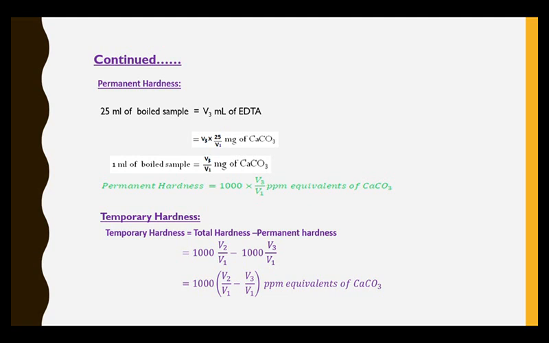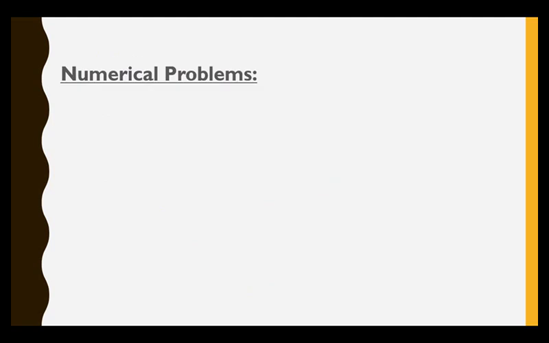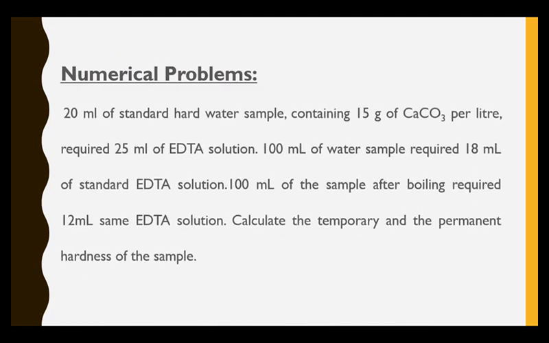So followed by this, it would be better if we can work out one numerical problem. So this is the problem. Here the standard hard water sample was prepared by dissolving 15 grams of calcium carbonate per 1 liter of water, and 20 ml of that standard hard water required 25 ml of EDTA solution. 100 ml of water sample required 18 ml of standard EDTA solution. 100 ml of the sample after boiling required 12 ml of the same EDTA solution. Then we have to calculate the temporary and permanent hardness of the sample. So we can make use of the same calculation which we have discussed just now in the previous slides.